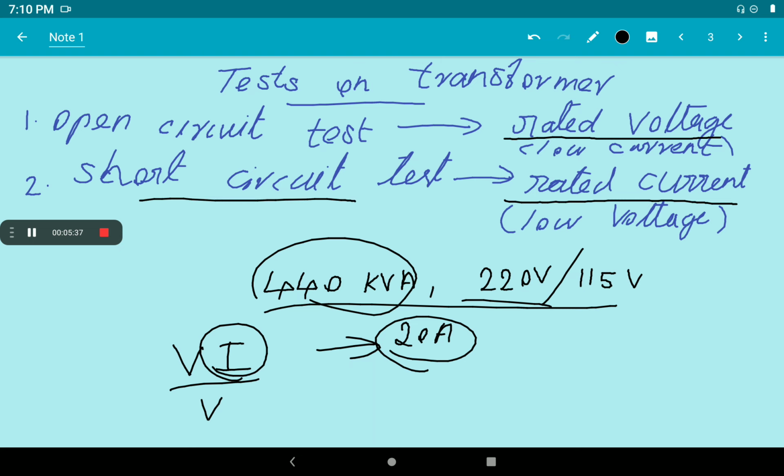Similarly, rated voltage. Rated voltage is given on the machine itself, on the primary side and secondary side. How much voltage is given is marked on the transformer itself.